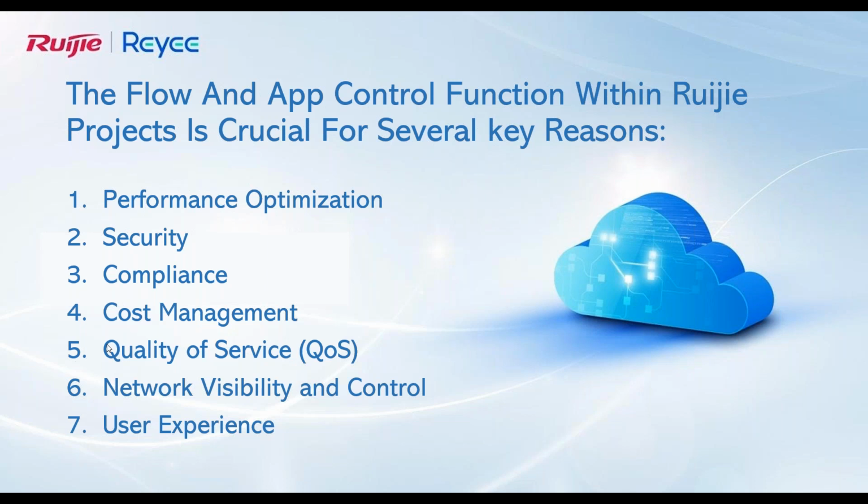Seven, the user experience. This helps because it improves end user satisfaction by managing network resources to ensure smooth and responsive application performance, which is essential for productivity. In essence, flow and app control is essential for optimizing network functionality, security, compliance, and user experience in real projects. Now, let's see a practical demonstration of how to use the flow and app control function.